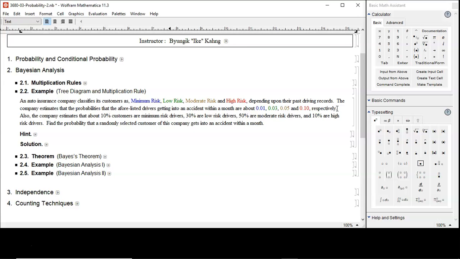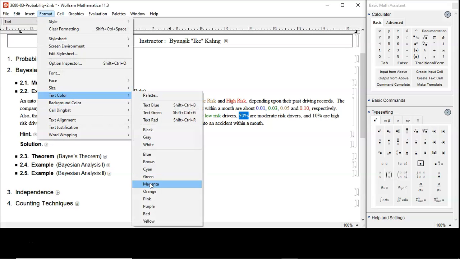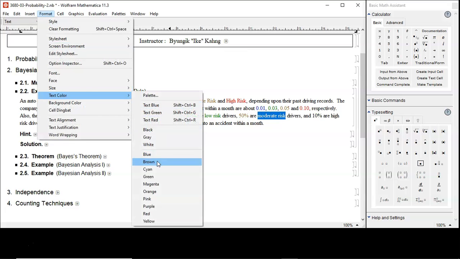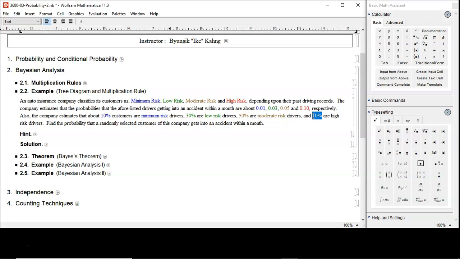Also, the company estimates about 10% of the customers are minimum risk drivers, and then 30% are low risk drivers, and then 50% are moderate risk drivers, and then 10% are high-risk drivers. Find the probability that a randomly selected customer of this company gets into an accident within a month.